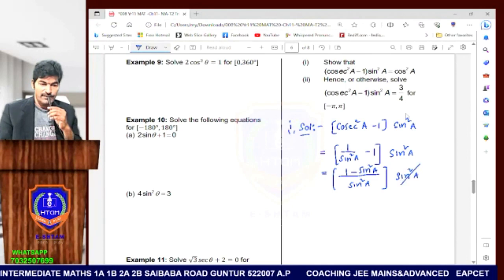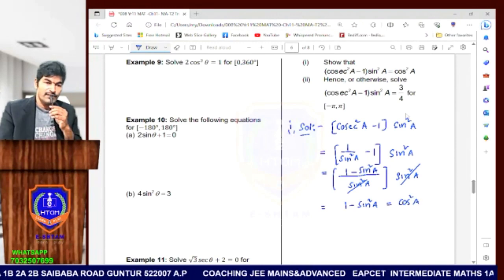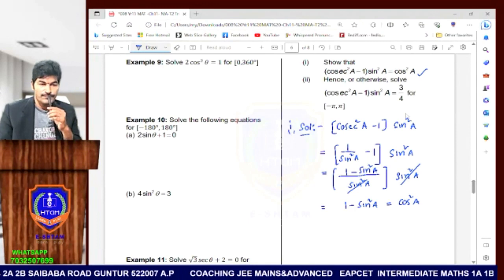Look at the sine square A, both are in multiplication, one is a reciprocal and one is a multiplier. So they get cancelled. And what is left? 1 minus sine square A. From trigonometry, 1 minus sine square A is cos square A. Hence it is proved. Okay. Yeah.